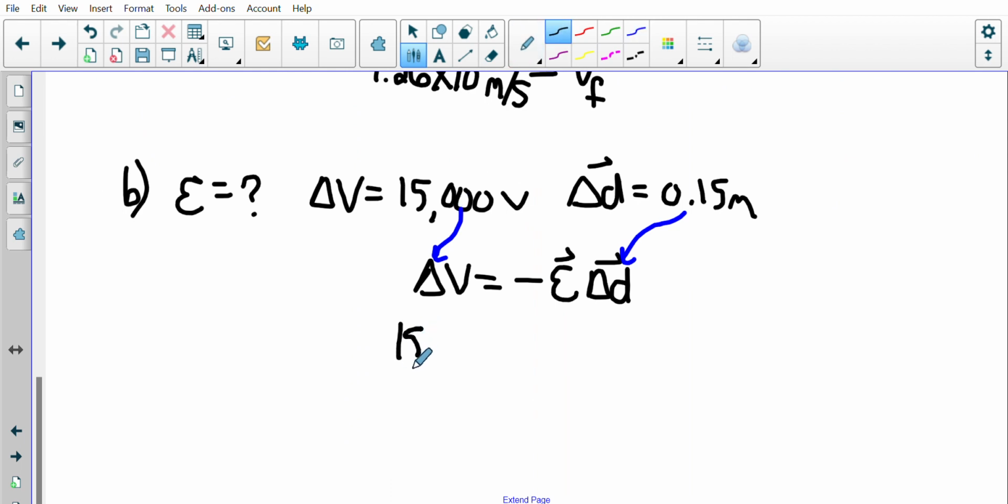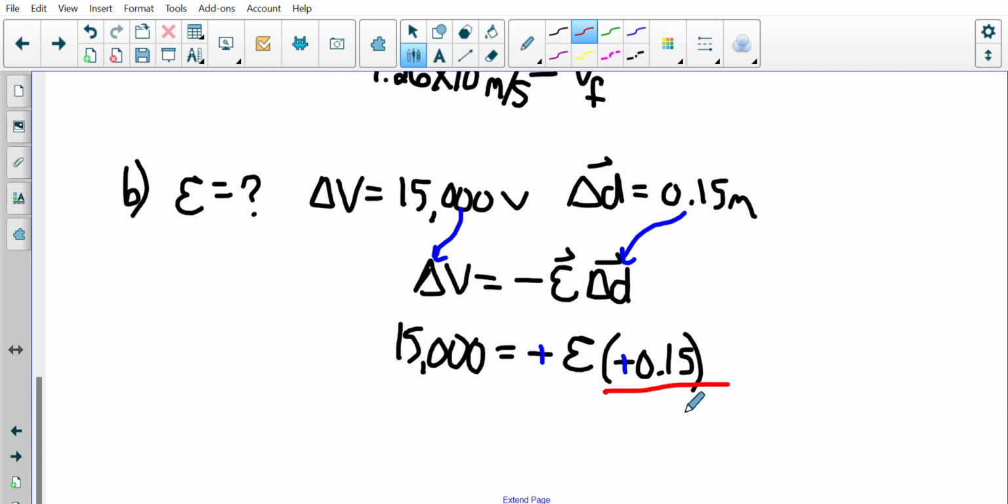I've got 15,000 is equal to negative epsilon times delta D, which is not 0.15 but negative 0.15. Those two negative signs, as we had before, cancel each other out. So essentially we've got epsilon times 0.15 equals 15,000. To get epsilon by itself, I'm going to divide by 0.15. And what you do to one side, you do to the other.